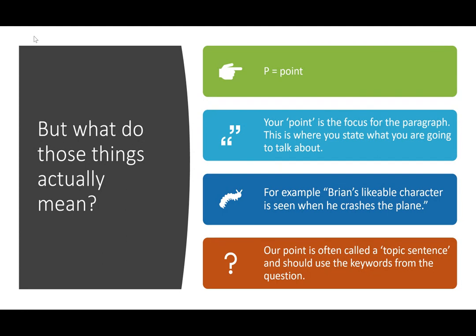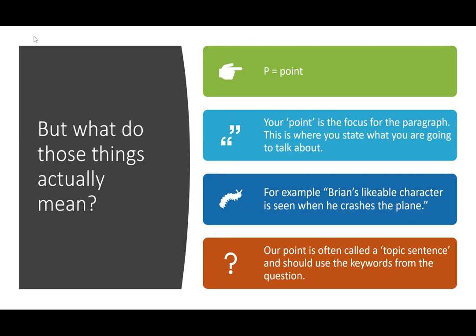So for a marker, they know you're talking about Brian, his character, crashing the plane. Gives a really clear focus. All right, so a point, your first sentence states the focus for the paragraph. It could be something like Brian's character is seen when blank. Simon's likable character is shown at the beginning when he plays football. Something like that. So it can be quite simple. Our point is often called a topic sentence or a statement. So there are different words that mean the same thing.